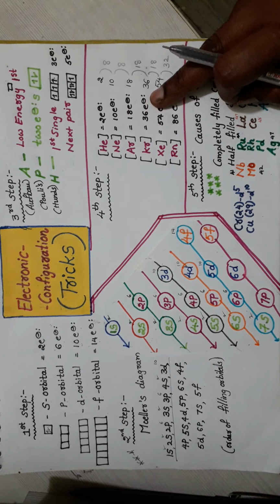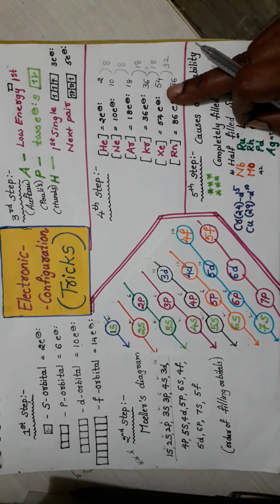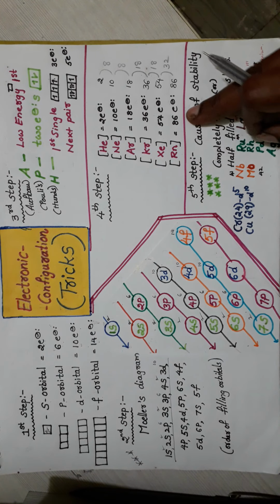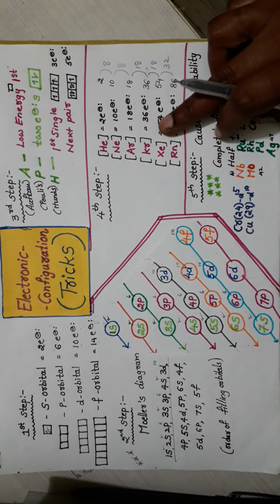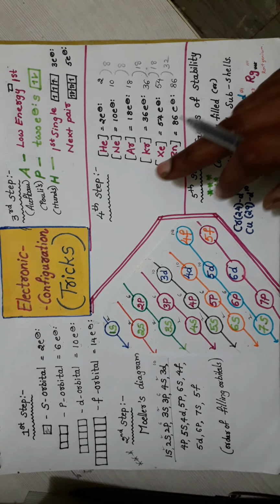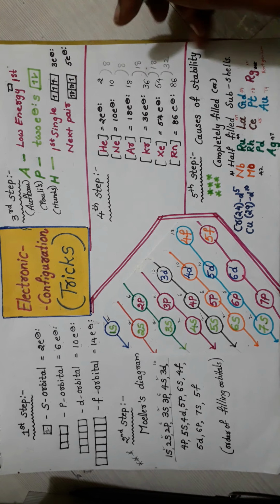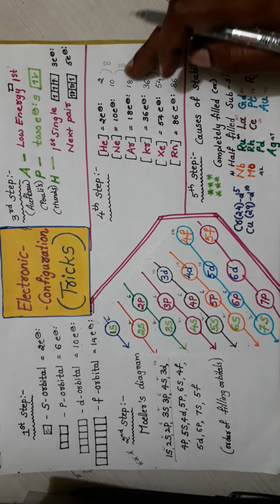Okay, for 36 you may write down krypton, for 54 you may write down xenon, for 86 you may write down radon. So helium, neon, argon, krypton, xenon, radon. One more idea I am giving here. This difference you must remember.